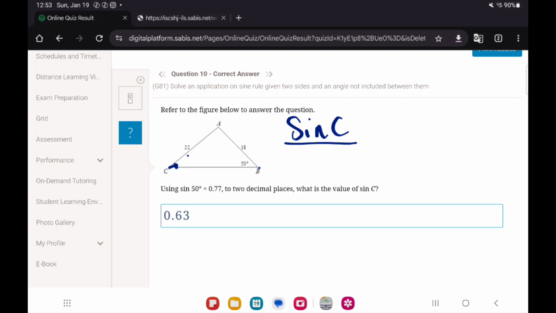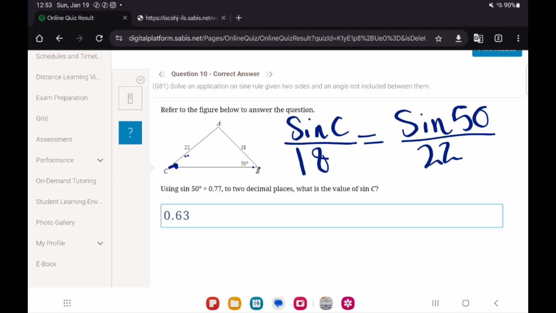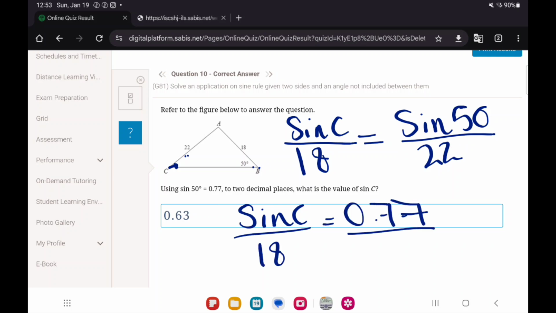What's opposite angle C is 18, so we equal it to sine of B, which is sine 50, over what's opposite of angle B is 22, so 22. They already tell you that sine 50 is 0.77, so let's just fix that. Okay, do it on your calculator.